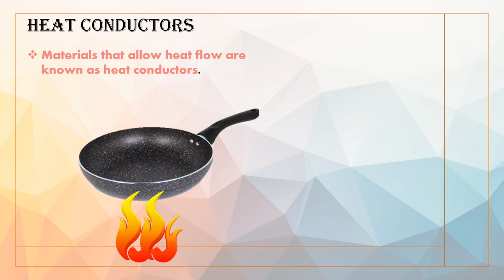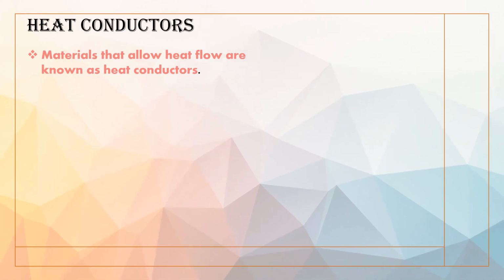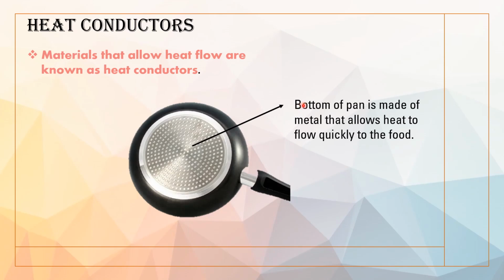Have you ever wondered how we can cook food using a pan? Now the answer is very simple. Because the bottom of the pan is made of metal. This metal is a good heat conductor. It allows heat to flow quickly to the food and cook the food.